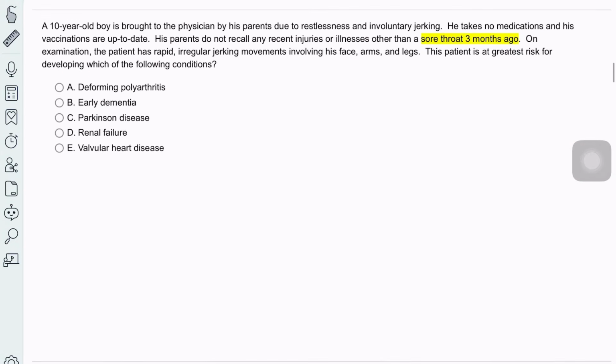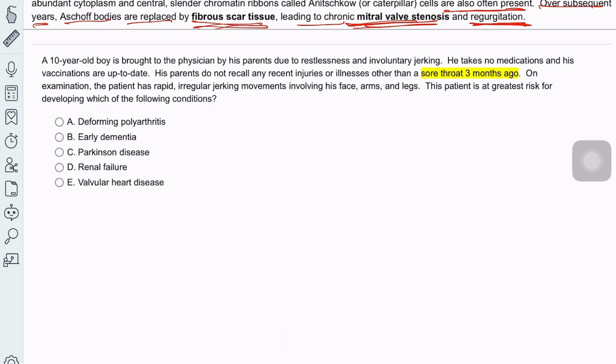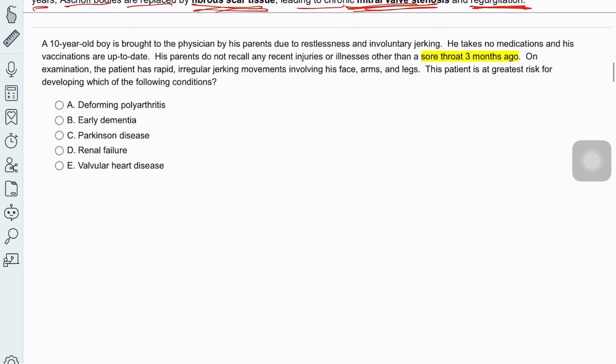Next question. A 10-year-old boy is brought to the physician by his parents due to restlessness and involuntary jerking. He takes no medication and his vaccinations are up to date. His parents do not recall any injuries or illness other than a sore throat 3 months ago. On examination, the patient has rapid, irregular jerking movements involving his face, arms and legs. This patient is at greatest risk for developing which of the following conditions?